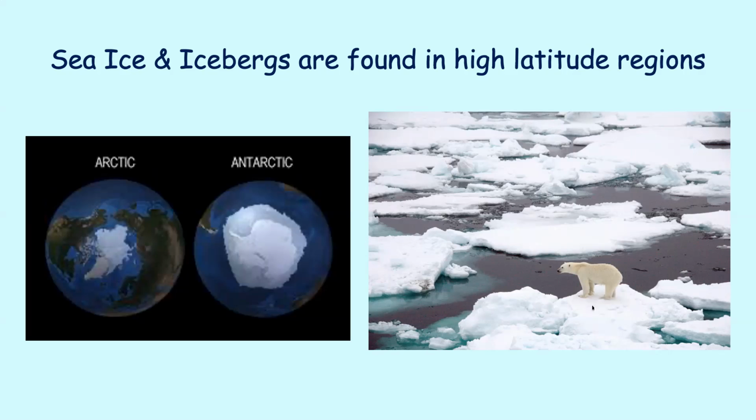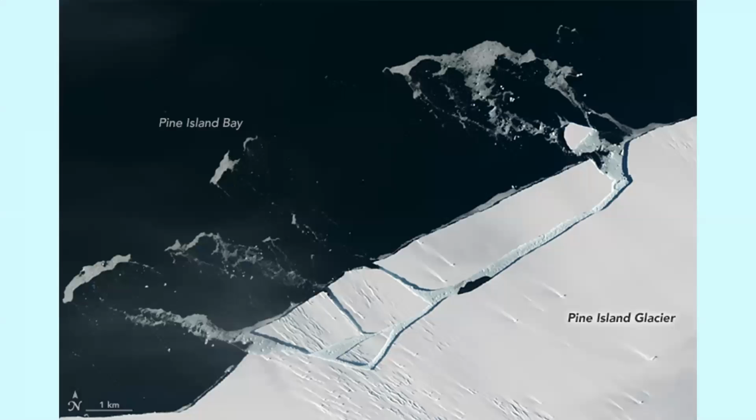So what I want to point out first is that sea ice, which you see here, slabs of sea ice with the polar bear sitting on top, is different than icebergs. Icebergs break off from glaciers which have originated on land. So glaciers originate on land, and if they break off, they form icebergs that float on the ocean. Now, the sea ice forms directly from seawater.